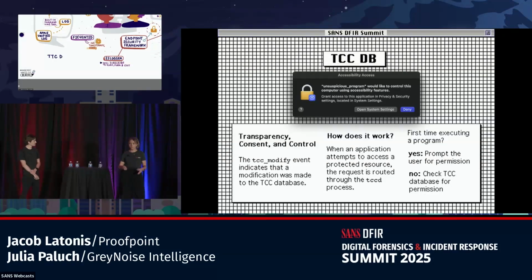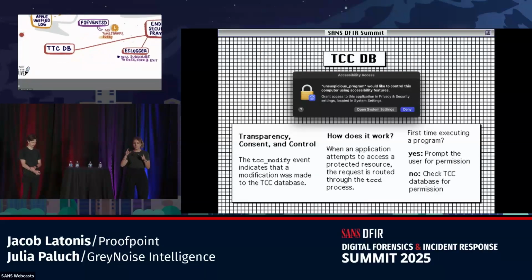The way this works is when an application attempts to access some system resource like your camera or your accessibility features, that request is going to be routed through the TCCD process. That process is going to see whether it's the first time executing this program, and if it is, it will prompt the user to grant the permissions that it needs. If not, then it's going to check the TCC database for those permissions. So that's kind of how this works.